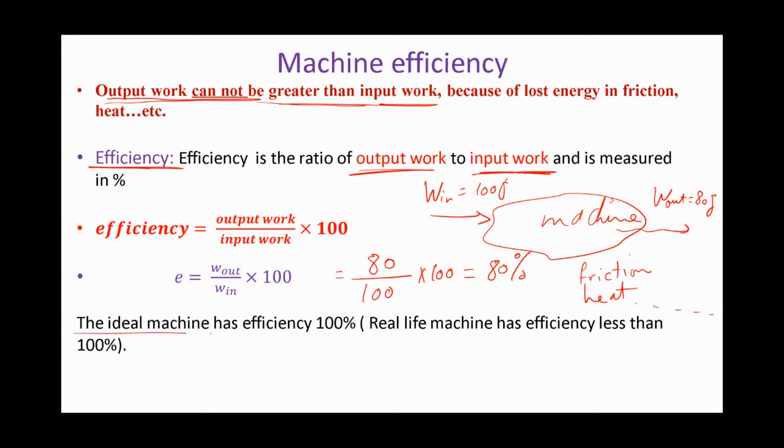So the ideal machine, as I said, is 100%, which we cannot find in real life. So in a problem, if it says that there is an efficiency, that means it's not an ideal machine. And there is a relation between the output work and the input work.